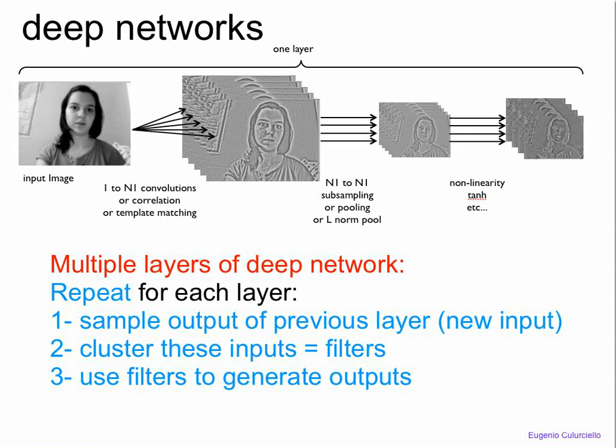So usually on a deep network like the one we've seen in the last few lectures, you have to repeat a sequence of actions to train this network. What you usually do is you sample the output of the previous layer. You cluster this input and you create some filters. You either cluster or use some other learning technique. And then you use these filters to generate the output maps. Then you can do subsequent pooling, normalization, and so forth.